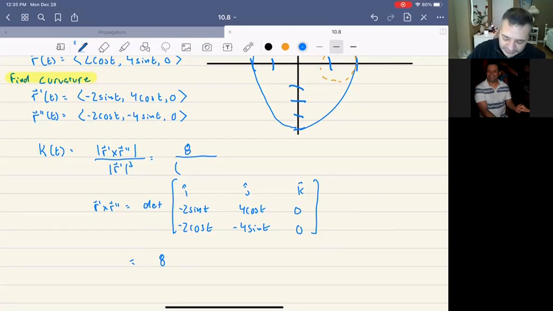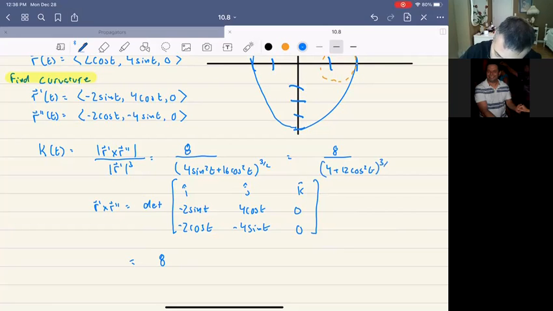Okay, so that's going to be 4 sine squared of t plus 16 cosine squared of t, to the 3/2. I'm going to write that as 8 over, taking 4 of these cosine squareds and putting them with this sine squared, 4 plus 12 cosine squared of t, to the 3/2. Okay, so this is my curvature.